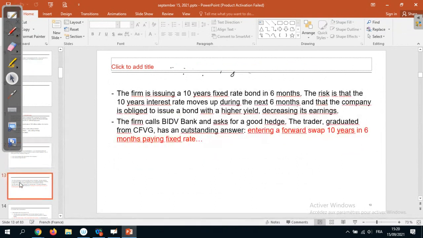The firm is issuing a 10-year fixed rate bond in 6 months. The risk is that the 10-year interest rate moves up during the next 6 months and that the company is obliged to issue a bond with a higher yield, decreasing its earnings because it forecasts in its planning to just pay a 2% coupon. If the interest rate moves up, you will be obliged to issue a bond paying a coupon higher than 2%, maybe 3%, and you will lose money. Your earnings will be lower.